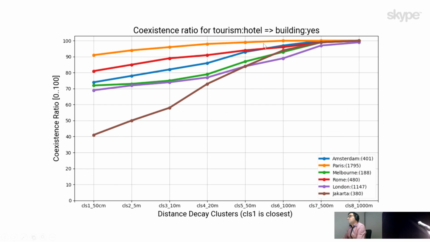And the hotel and the building, as you see, all of them are starting with a very high score on the 50 centimeter distance. It means that most of the hotels are registered inside the building, yes. But for example, if we look at the result here in Jakarta, we have 380 hotels in Jakarta. 40% of them are actually inside the building, yes. It means that OpenStreetMap users in Jakarta are not actually tagging the buildings that much.